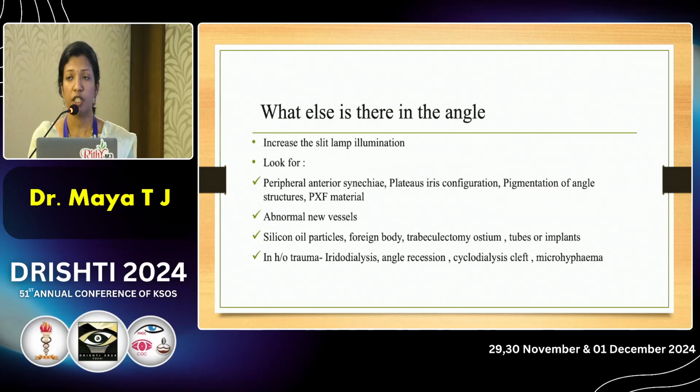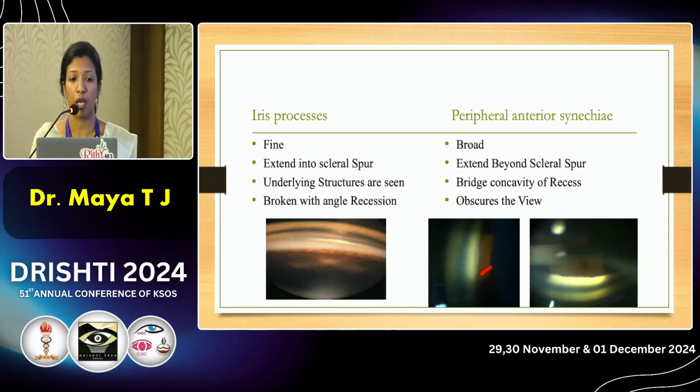Then increase the illumination, look for other structures in the angle like abnormal vessels, silicone oil, peripheral anterior synechiae, plateau iris configuration and pigmentation, pseudoexfoliation, and in trauma, iridodialysis, angle recession, cyclodialysis cleft. Iris processes are fine, they extend into the scleral spur. Underlying structures can be seen in between, and these will be broken in angle recession.